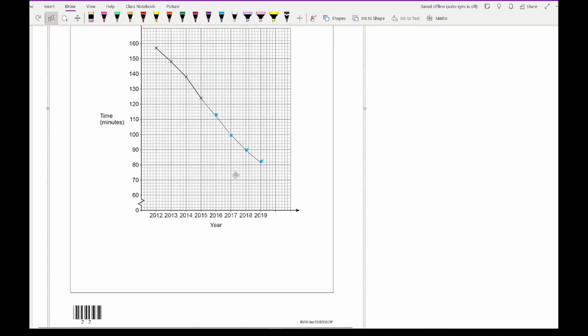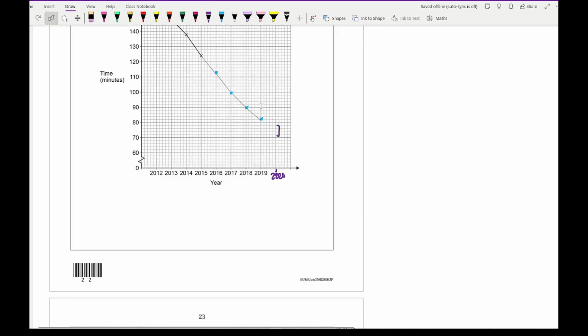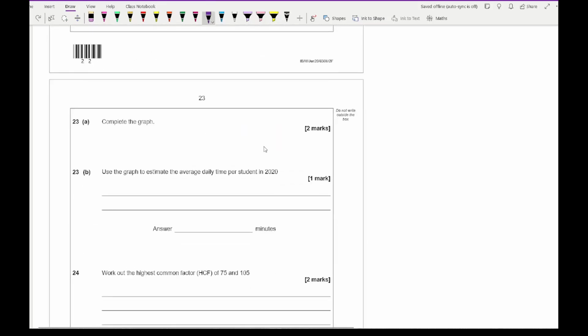Now the second, for B, it says use the graph to estimate the daily average time in 2020. So you can see the direction here, if I just write down 20. So it's here. And so I reckon it's anywhere between this region here. So I would say any answer between 70 and 78 would be absolutely fine. But don't give a range, give a value.